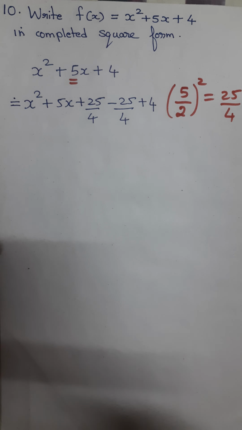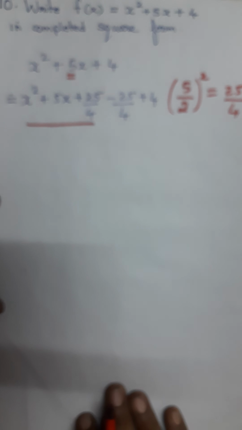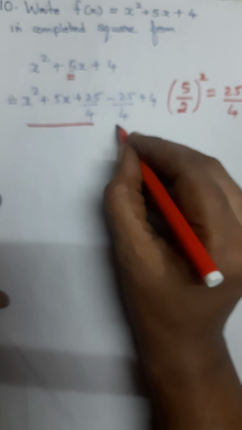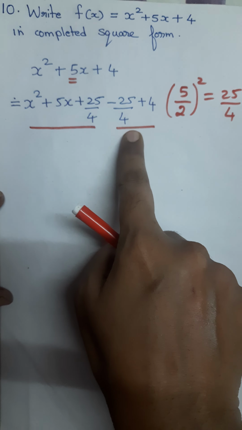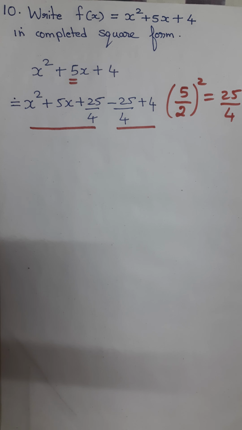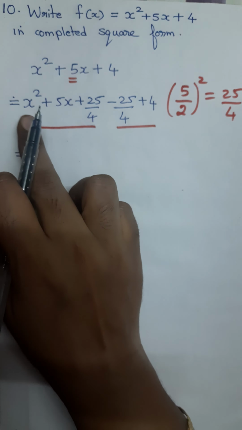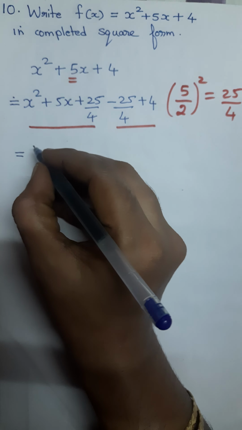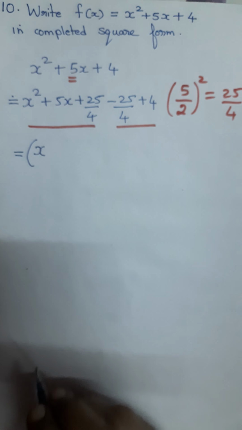Now we have to divide it into two parts. The first three terms, let me take it as first part, and the next two, let me take it as second part. The first three terms will be your first part. The last two terms will be your second part. Now, this first three I have to factorize and write. How to factorize and write? I have to see the first term, x square. The square root of x square is x. So, write it as x.